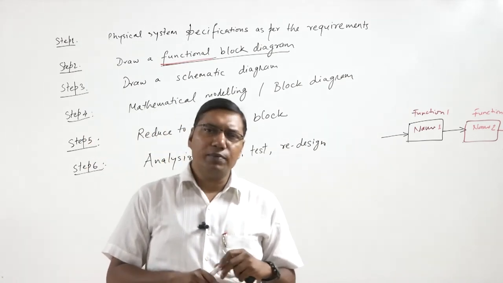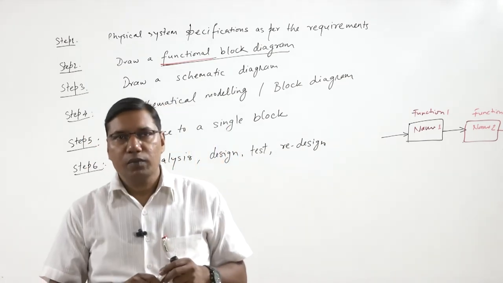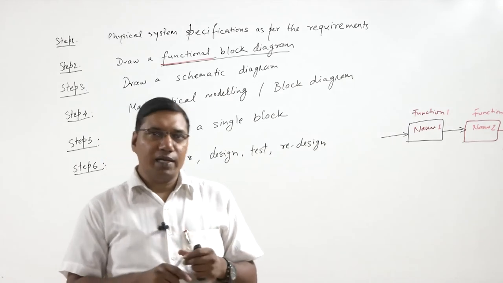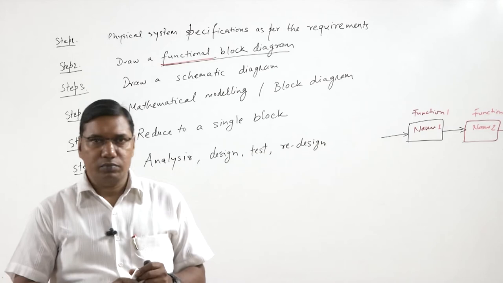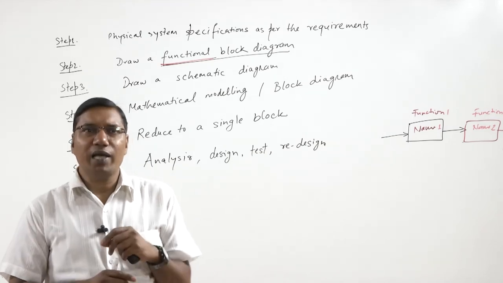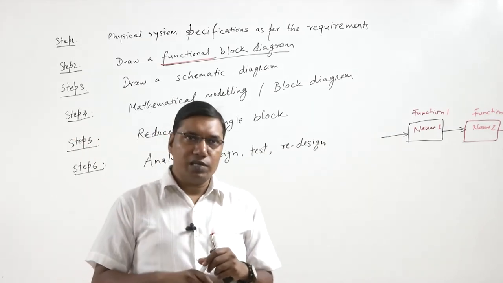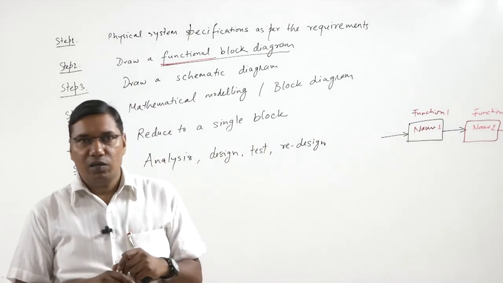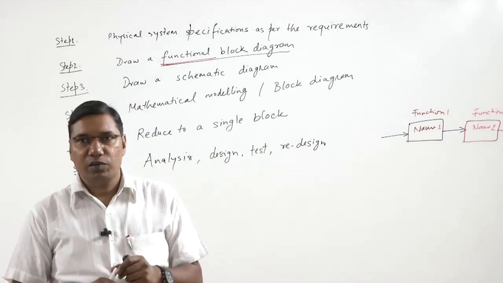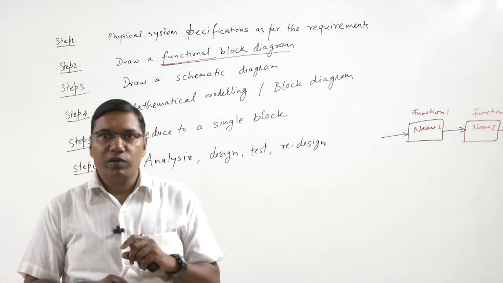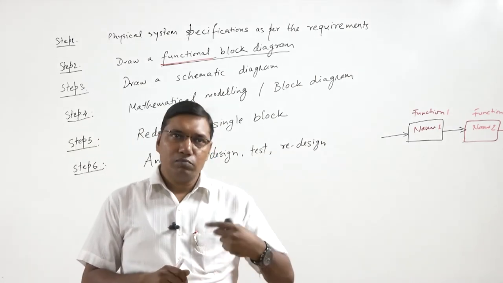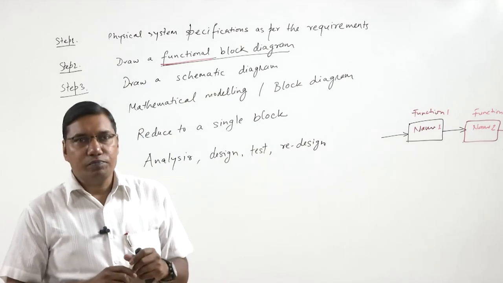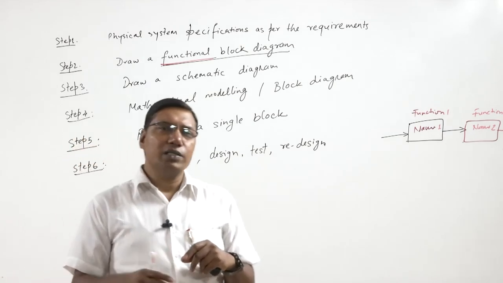For example, if we have some potentiometer, we know that a potentiometer has certain friction or inertia, but we can neglect this in the beginning. We can assume that the potentiometer is functioning instantaneously, giving the voltage without any inertia, without any friction, and we will get that schematic diagram, and similarly for other components.